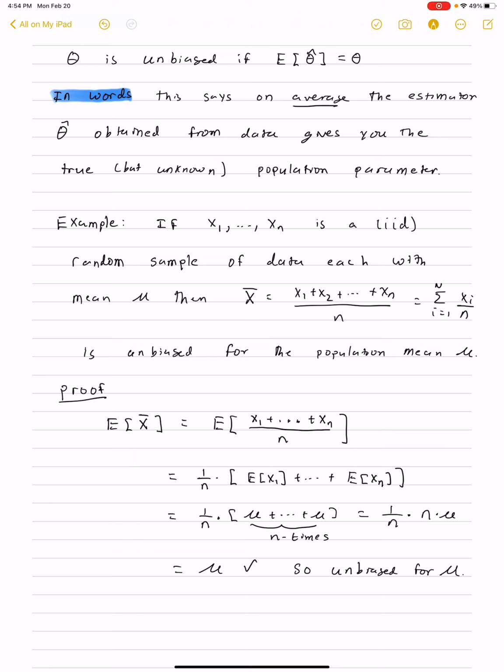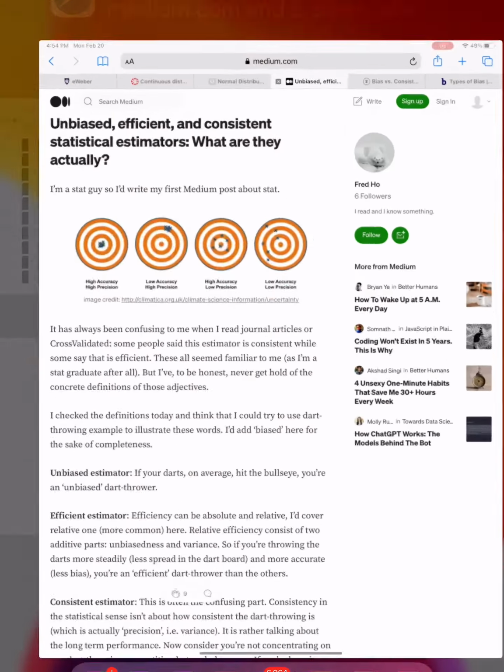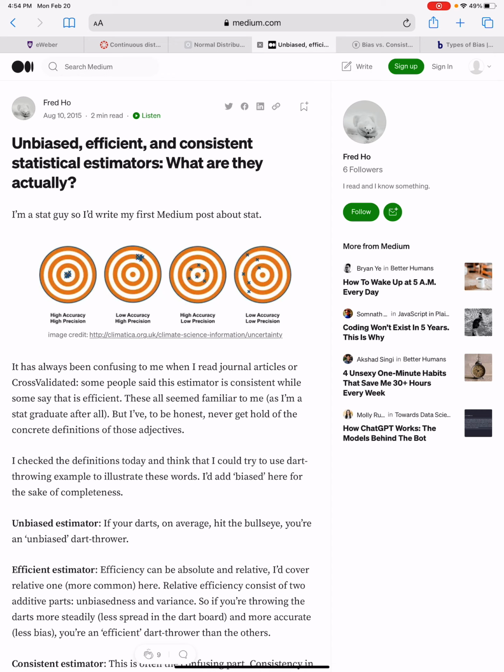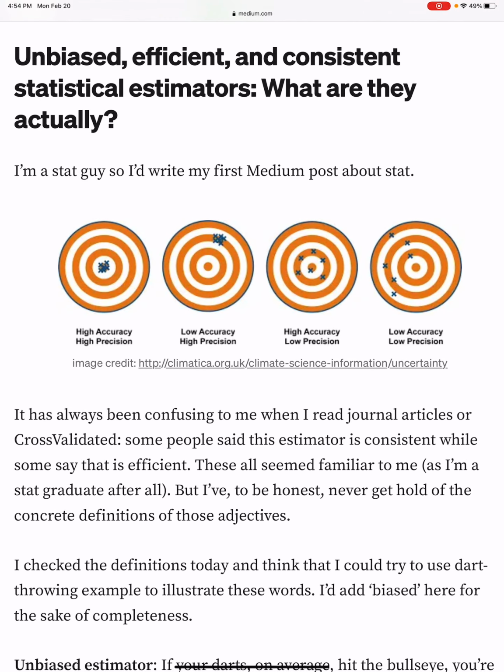Now, this is just a little bit extra, but I'm going to show you a few web pages talking about unbiased estimators. So we're going to first talk about this one. This has different terminology than what we have, but if you're hitting the bullseye, if all the darts are in the middle here, that's high accuracy, high precision. If you're hitting the bullseye, you are unbiased.